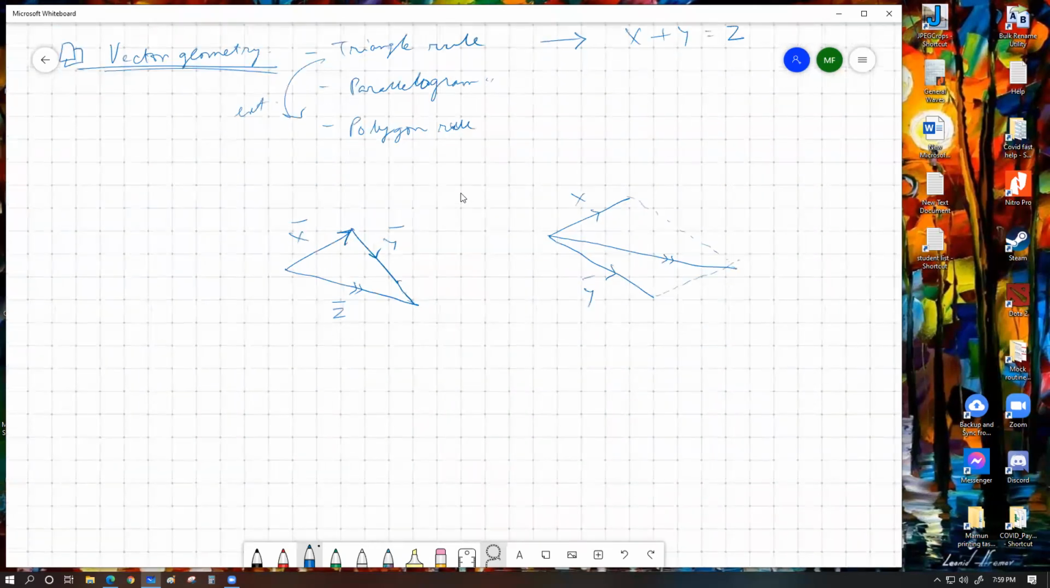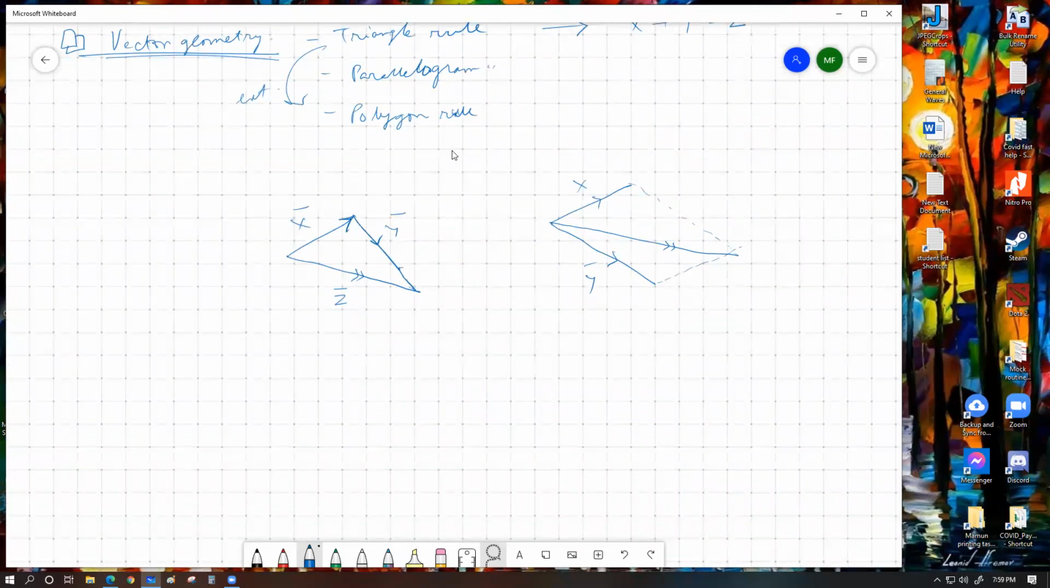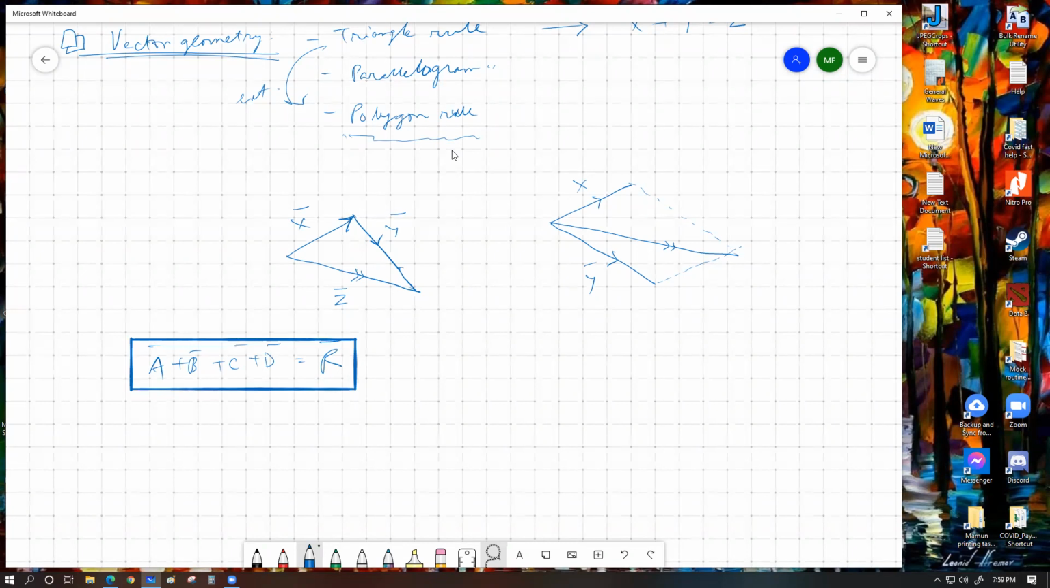But before that, let me discuss a bit about the polygon rule. The idea of the polygon rule is very simple. If there is a situation where multiple vectors, more than two vectors, add up to a resultant, then we can take help of the polygon rule. Let's say vector a plus vector b plus vector c plus vector d, together they make the resultant vector r. If you have a situation like this, how can you find the resultant vector r by the graphical method?